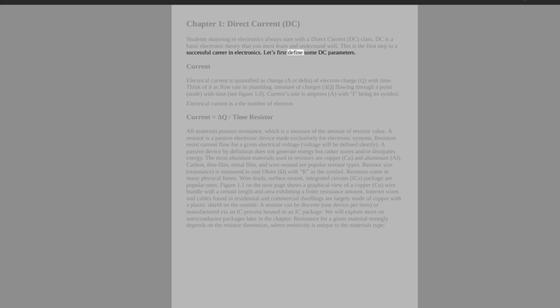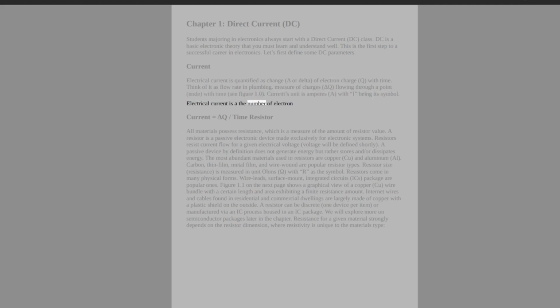Let's first define some DC parameters. Current. Electrical current is quantified as change, increment or delta, of electron charge, Q, with time. Think of it as flow rate in plumbing. Measure of charges, increment Q, flowing through a point, node, with time, see figure 1.0. Current's unit is amperes, A, with I being its symbol.